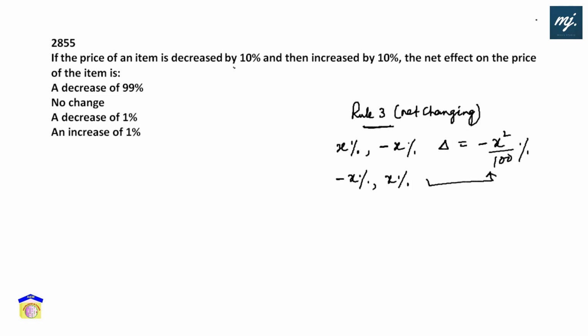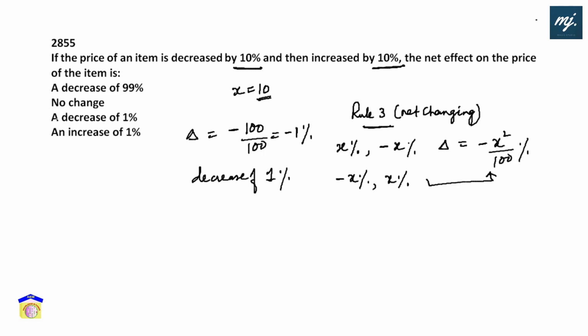If the price of an item is decreased by 10% and then increased by 10%, that means x is equal to 10, the net effect on the price would be minus 10 square, that is 100 by 100, that is minus 1%. There would be a decrease of 1%, a decrease of 1%, that is in option C.